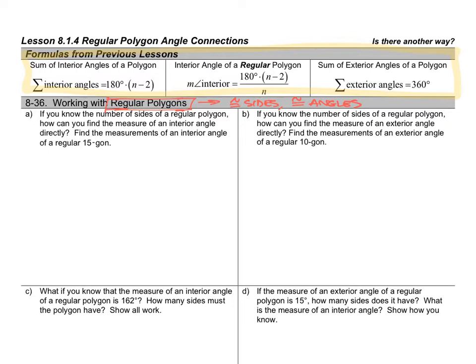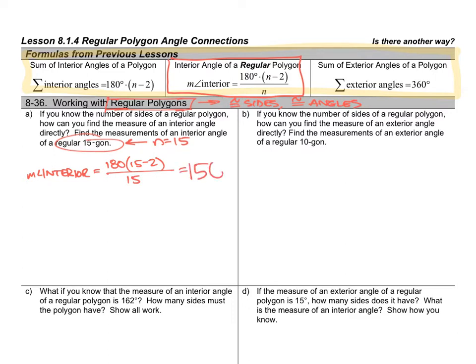Okay, question 1. If you know the number of sides of a regular polygon, how can you find the measure of an interior angle? Find the measure of an interior angle of a regular 15-gon. So for this question, we need this formula right here. The measure of an interior angle for n equals 15 is 180 times 15 minus 2, divided by 15, and that gives us an answer of 156 degrees. So again, what did we have to know? We had to know the number of sides, we had to know that it was a regular polygon, and then boom, we can use that formula to find the measure of each interior angle.